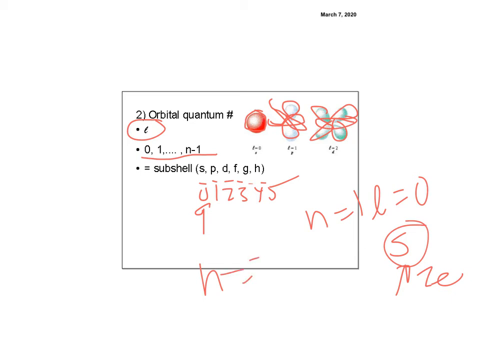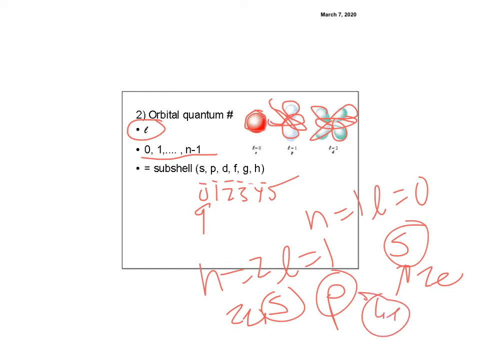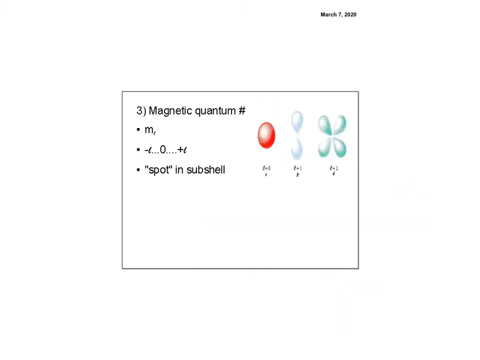If n equals 2 and L equals 1, then you could have an S or a P orbital. So you can put 2 electrons in that one, and you can put 6 electrons in that one, and so that makes a total of 8 electrons for n equals 2, right? And you keep going. Yes, you can put 6.